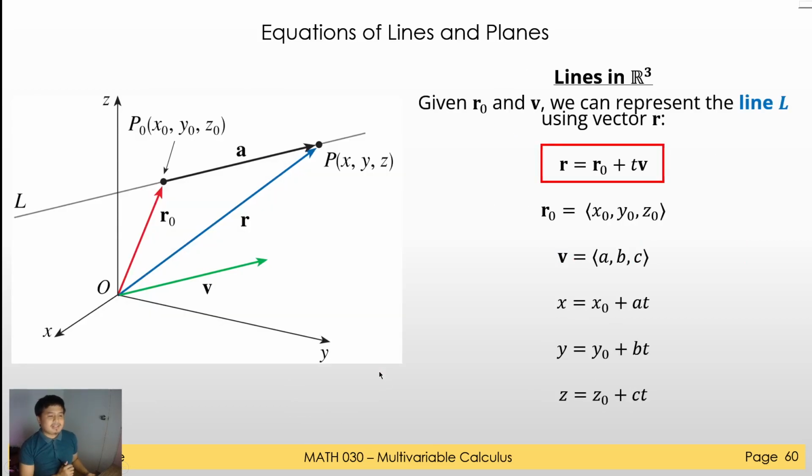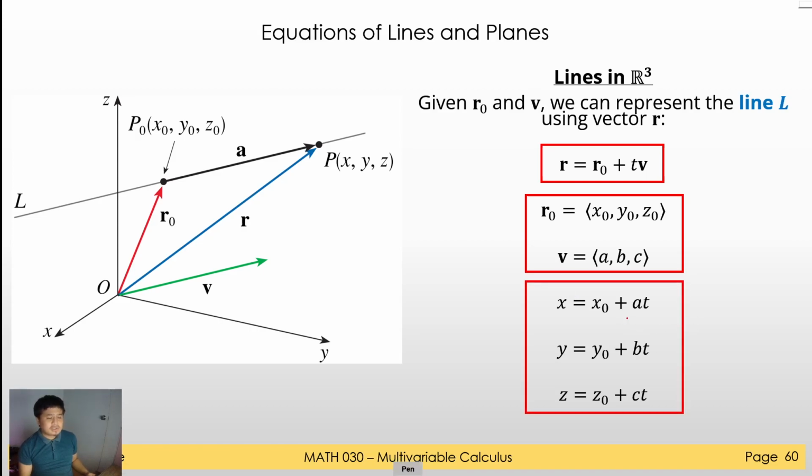Remember that our vector r is just a sum of two vectors, r sub 0 and a, in which a can be represented as tv, so that we can turn the knob for t, which is called the parameter, that could change the direction or scale this vector. So we have here the initial point, the reference point, and then the vector v.